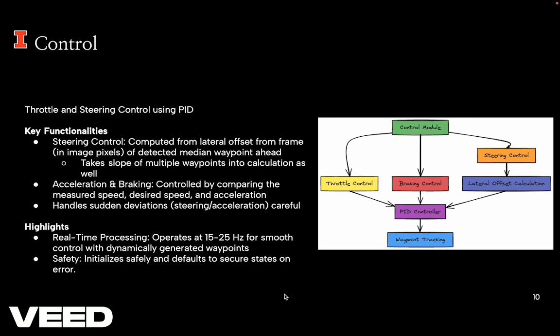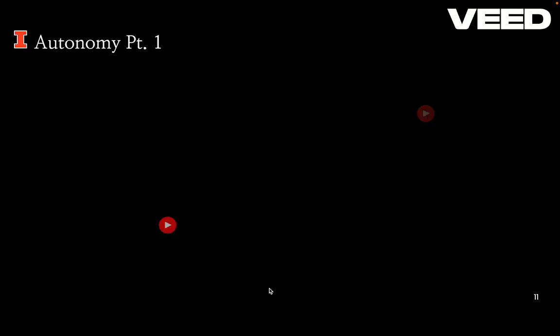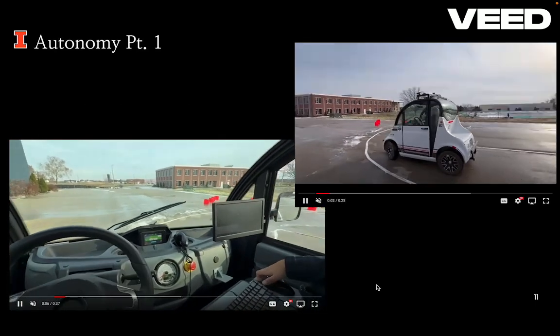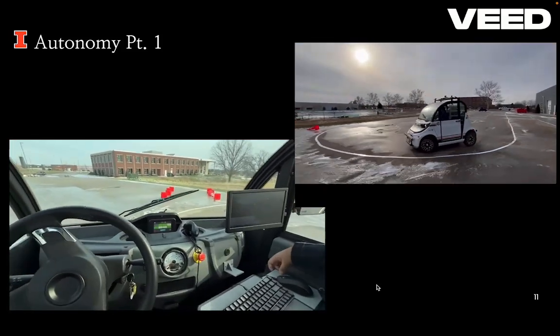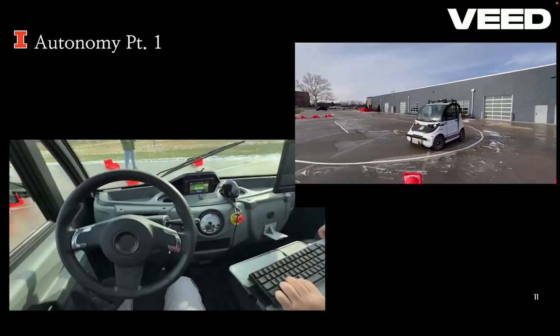And then for the actual controls, we used one PID based on the current car position and the expected end goal waypoint, and we used that to control the throttle and steering controls. And we calculated the lateral offset from the detected median waypoint ahead, and used that to calculate the acceleration and braking. And then here are videos of that functioning live. It's accelerated at 4x speed right now, but you can see the turn happening live as well.